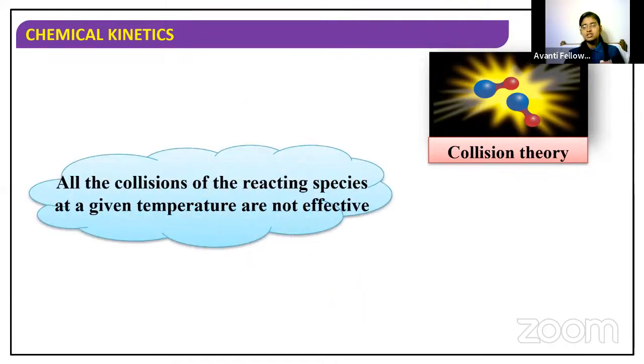All the collisions of the reacting species at a given temperature are not effective. All the molecules will not undergo effective collision. Suppose I have 10 molecules, 8 may undergo effective collision, but 2 may undergo ineffective collision. They will not collide properly. So we cannot say that all the molecules have collided with each other and all the reactants have been converted into product.